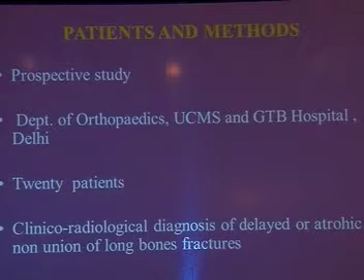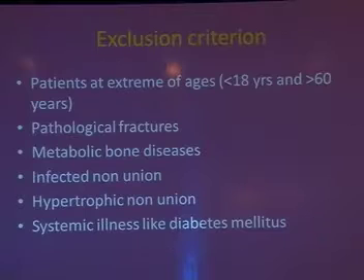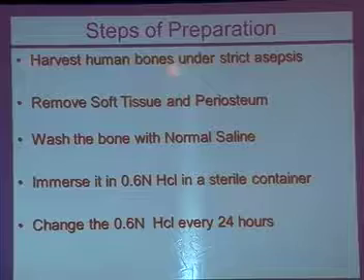20 patients with a clinical and radiological diagnosis of delayed and atrophic non-unions of long bone fractures were included in the study. Patients at extremes of age, less than 18 years or more than 60 years, pathological fractures, metabolic bone disease, infected non-unions, hypertrophic non-unions, and patients with systemic diseases like diabetes mellitus were excluded from the study.